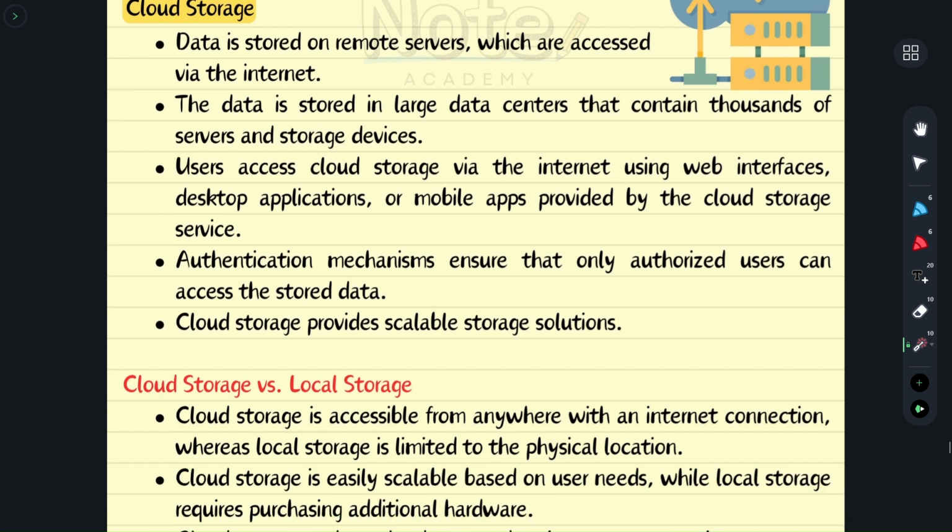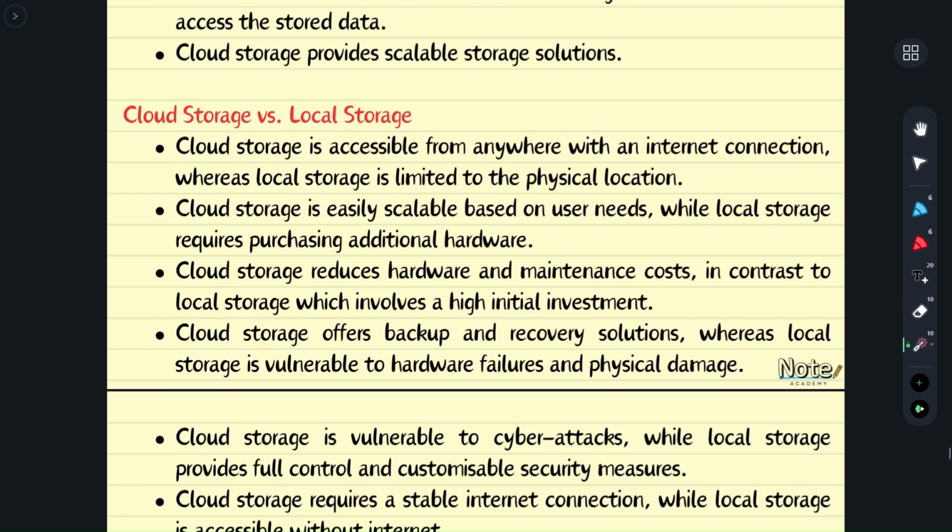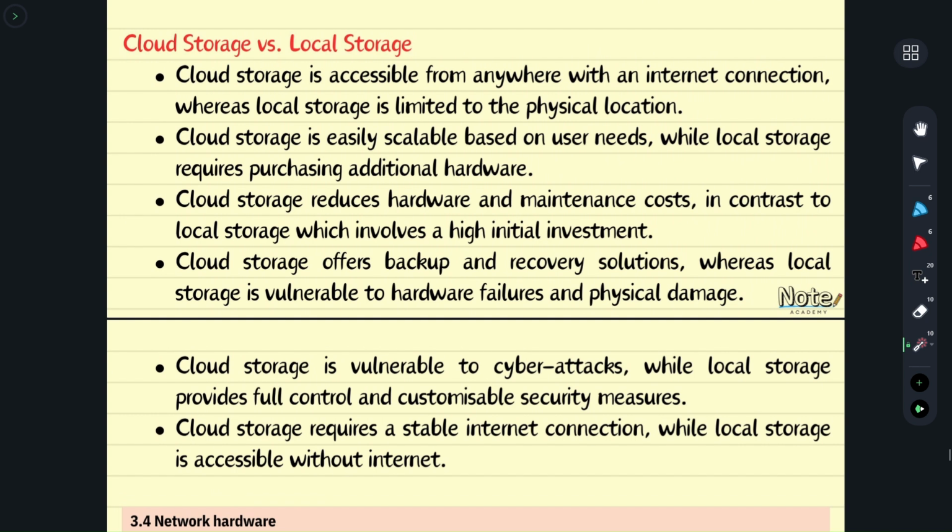So, a few differences between cloud storage and local storage. First of all, cloud storage, as I said before, is accessible from anywhere with an internet connection. However, local storage can only be accessed at the physical location. This is very convenient if you have multiple devices. Rather than having a single file on one device and having to transfer it to other devices, you can just save it on a single cloud server and access it from any device anytime you want, as long as you have an internet connection.